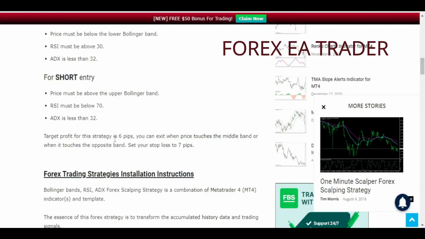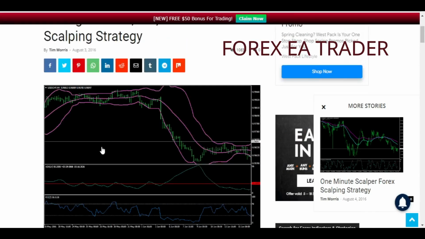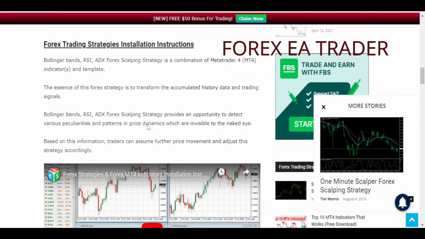Target profit for the strategy is 6 pips. So you're going to be getting in and getting out of trades, which is why we use robots, because sometimes it becomes boring to just get in and get out of trades manually. That's why you create these robots, so that they can do everything that we want for us without bothering us. We are lazy to do this manually. That's why we are going to turn this strategy into a forex robot.